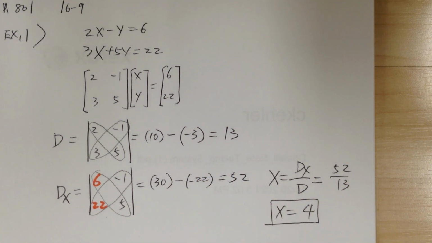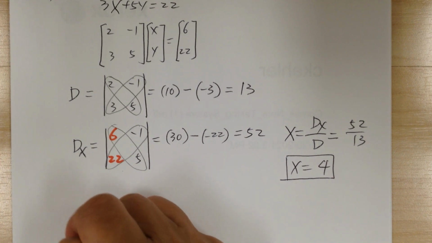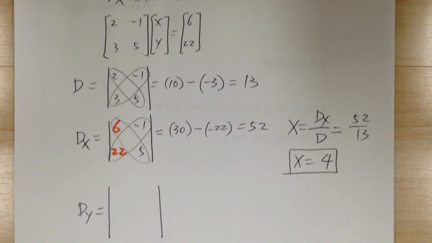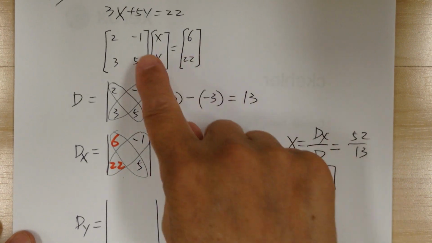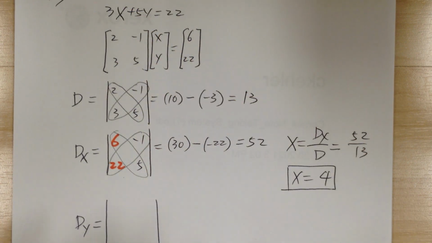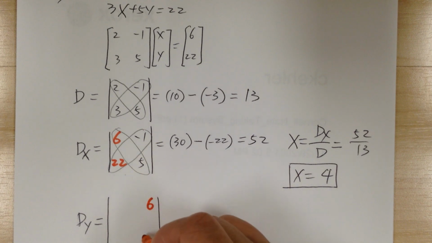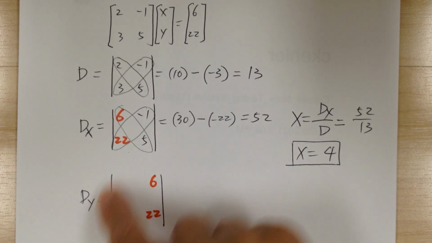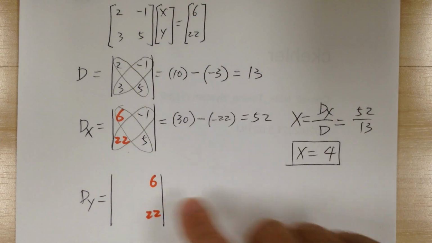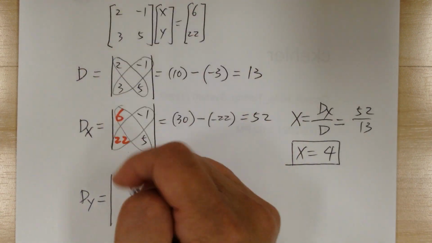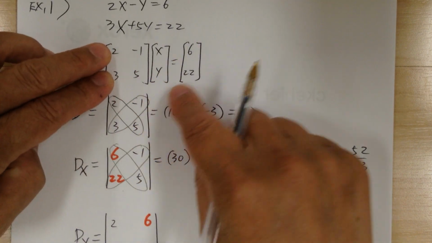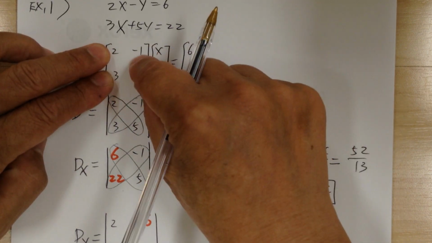Then you're going to do Dy. For Dy, you need to replace the y column with this. So now you're going to get 6 and 22 over here. Looking for Dy, you have to replace the y column with the answer matrix, and you go back to your original, so again it's 2, 3. You have to replace the y column with this.